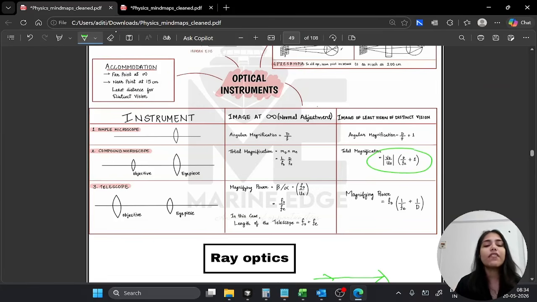Next we have a telescope. In the telescope also we have 2 magnifying lenses, and the magnifying power becomes beta upon alpha, or FO upon FE.